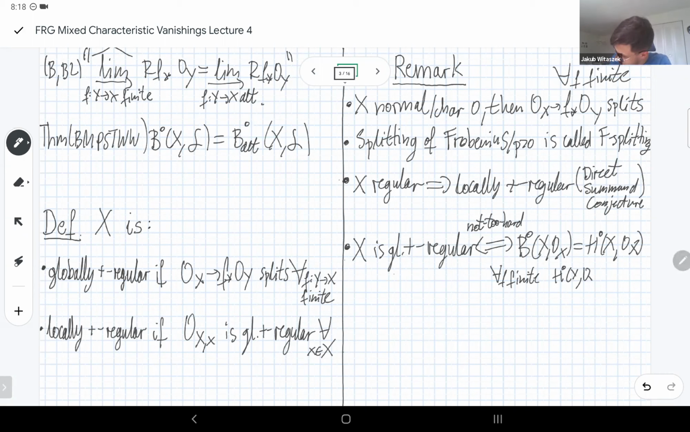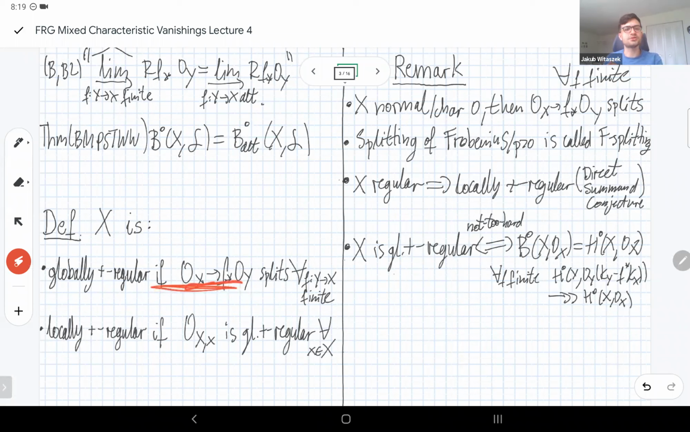H0 of Y, K_Y minus the pullback of K_X is surjective onto H0 of X, O_X. So for all finite maps, this kind of relative trace map is surjective. Now, if I said split surjective, then it would be almost obvious that these conditions are equivalent, because you know that trace maps are split surjective. If you dualize them, you also get that this pullback, which is the dual, is also split, which is the global plus regularity. And the fact that surjectivity implies split surjectivity is a common trick in this theory. Let me not delve into that.